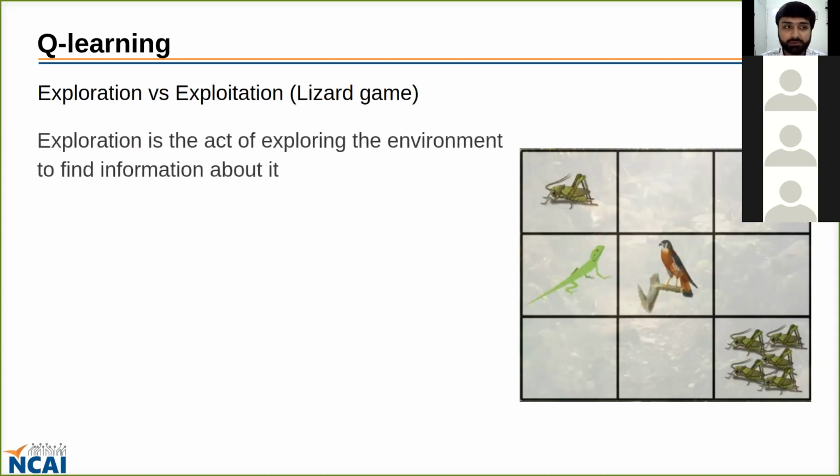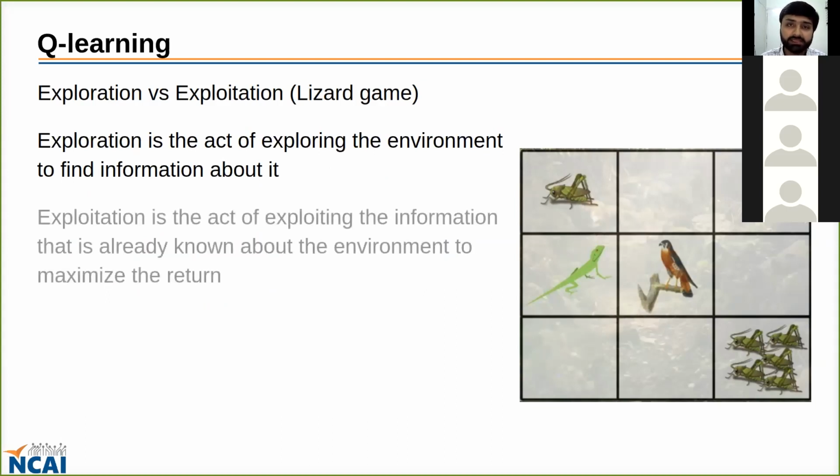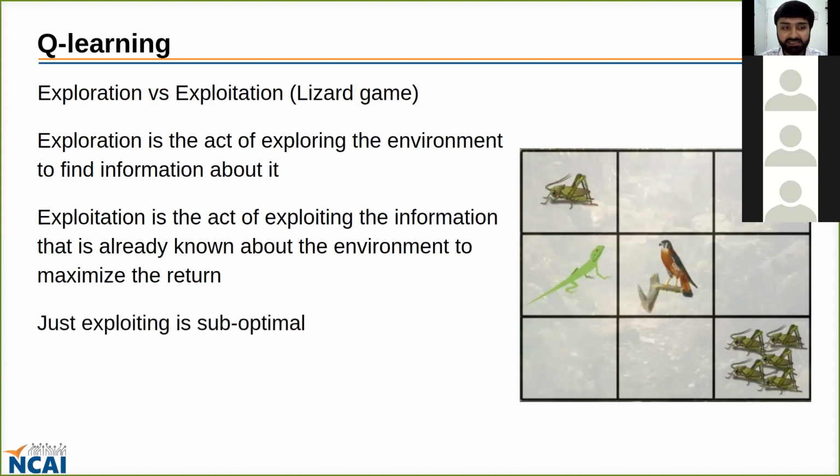Now, in exploration and exploitation, the exploration part is the act of exploring the environment to find information about it. And the exploitation is the act of exploiting the information that is already known about the environment to maximize the return, which is what we want. But just exploiting is suboptimal. Like we saw earlier, all the values were initialized to 0, so there is no preference. Whatever you do, you won't be able to find the optimal policy.